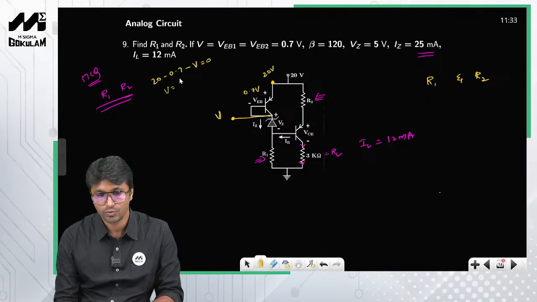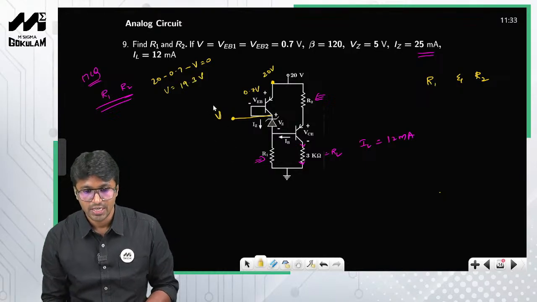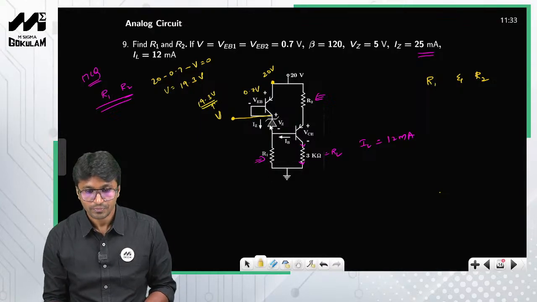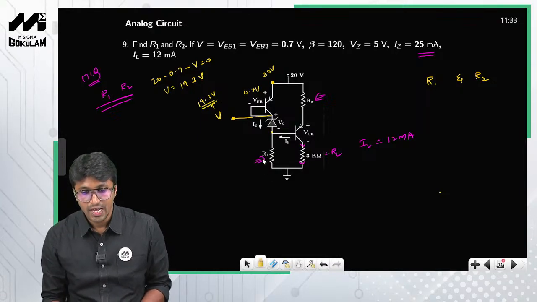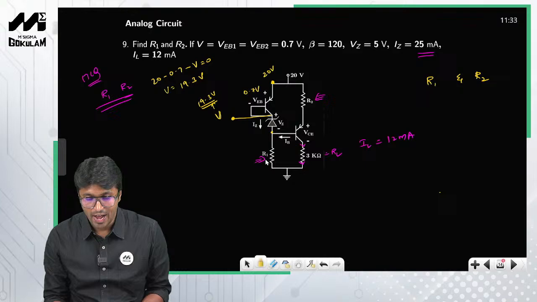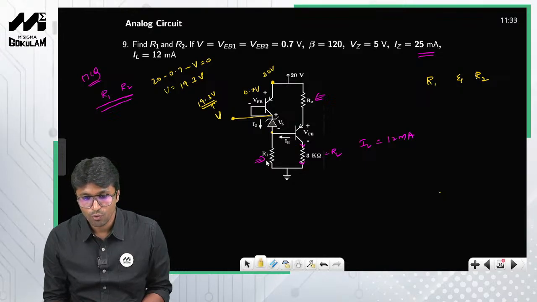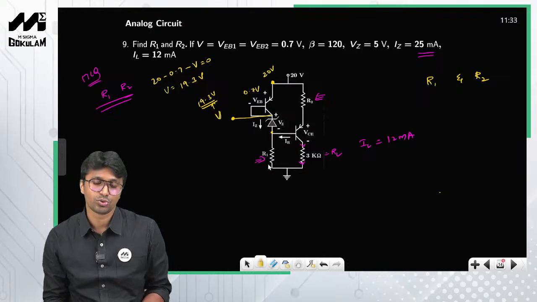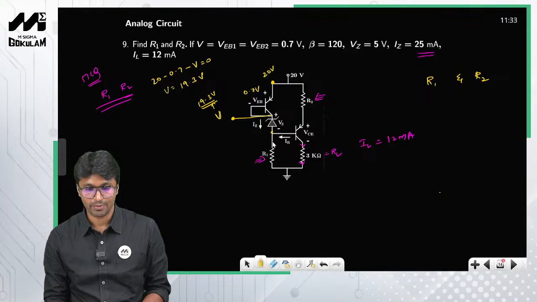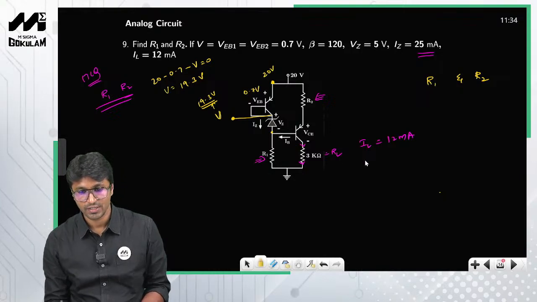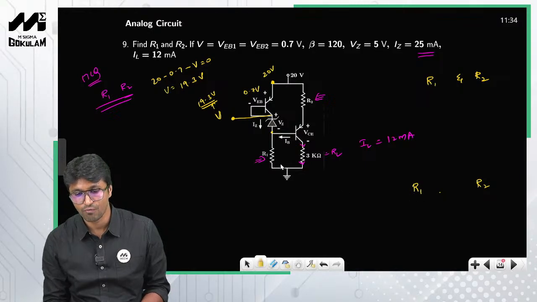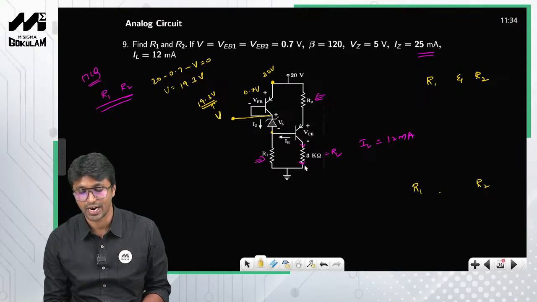So V is equal to 20 minus 0.7, which is equal to 19.3 volts, right? So this is nothing but 19.3 volts. Now what about this one? If you want to find the value of R1, you need to get the voltage across R1 and the current through R1. So that's what I'm going to find. First, we need to find the value of R1 and R2. All you have to do is get the ratio of voltage and current across R1 and R2.